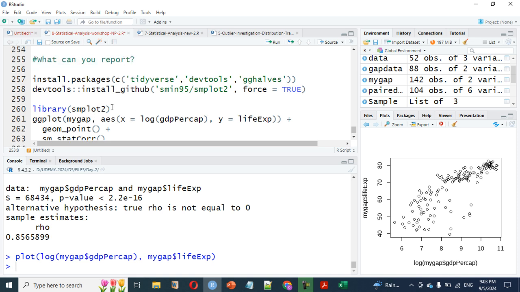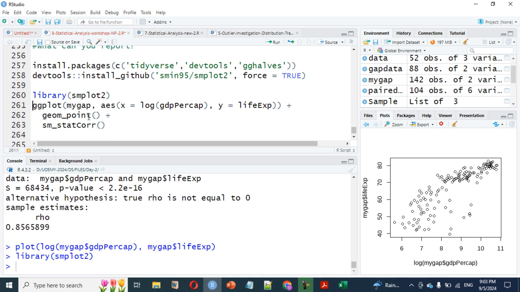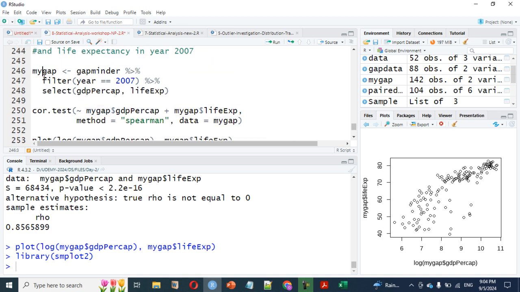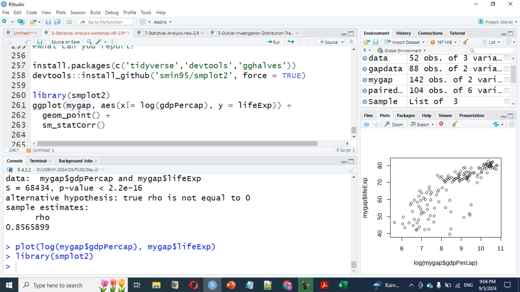So we run this library as usual. We have done that before many times. So we do our ggplot. My gap is our data set we have created here. This one we pass it here. All right. We log our income and our life expectancy as the y-axis. Okay, so our geom_point is here. Our stat is called here also. Then we run this line to see the result.